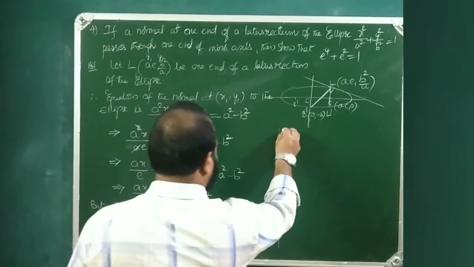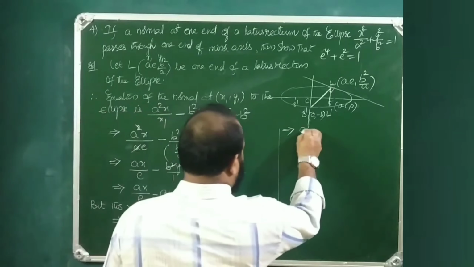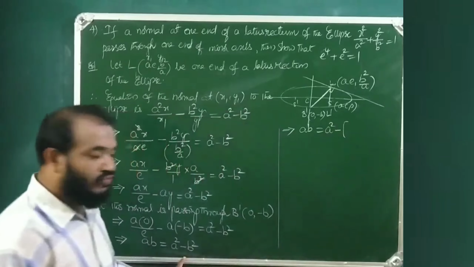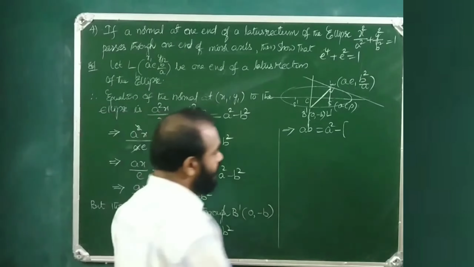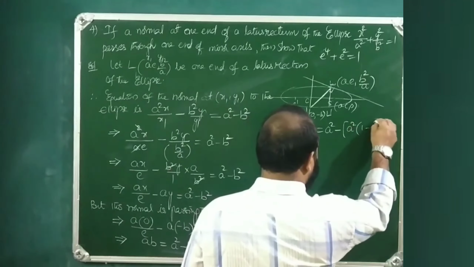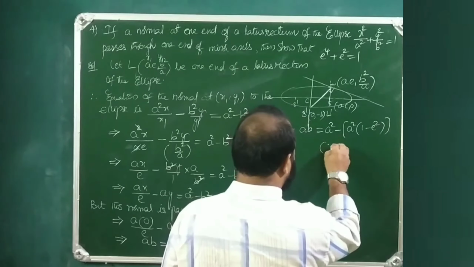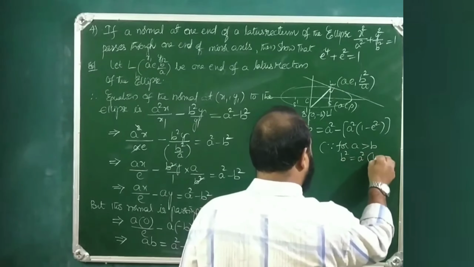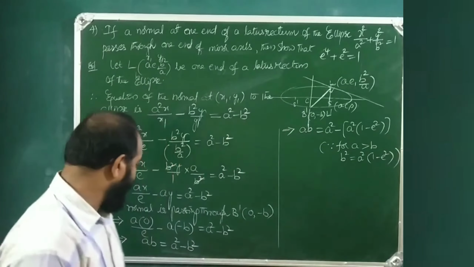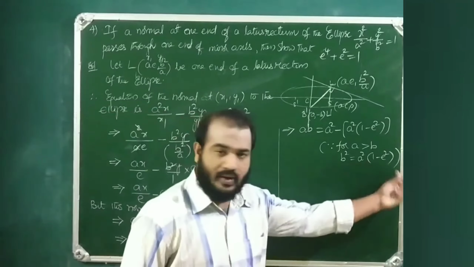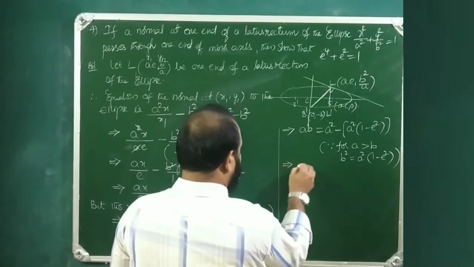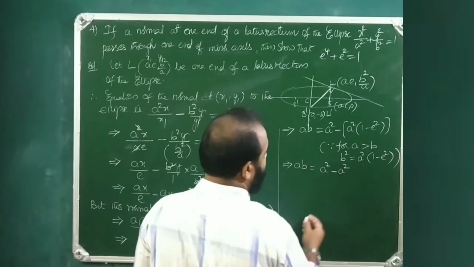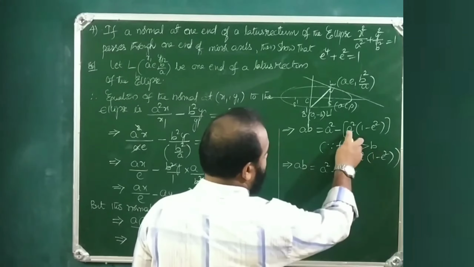So ab equals a square minus b square. We know that for a greater than b, b square equals a square into 1 minus e square. Therefore I have replaced this b square with a square into 1 minus e square. This is ab equals a square minus a square into 1, minus into minus plus a square e square.